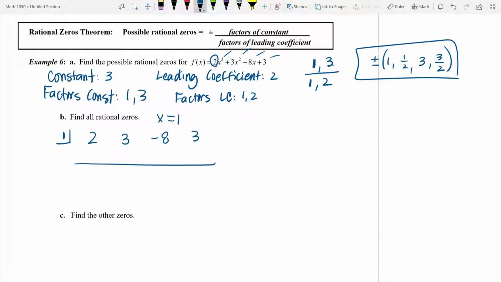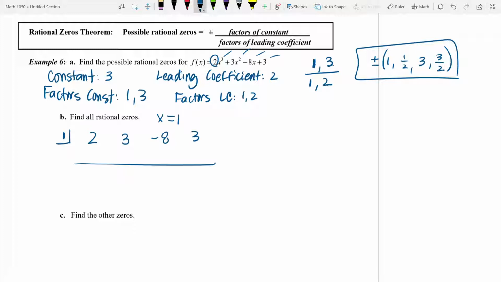Everybody freeze, this is big. If x equals 1 is really a solution, if x minus 1 is really a factor, then when I do synthetic division right now, what's going to happen? No remainder. If I do this and I get a remainder, I did something wrong.